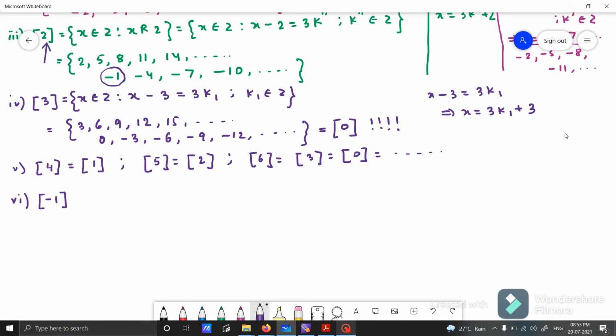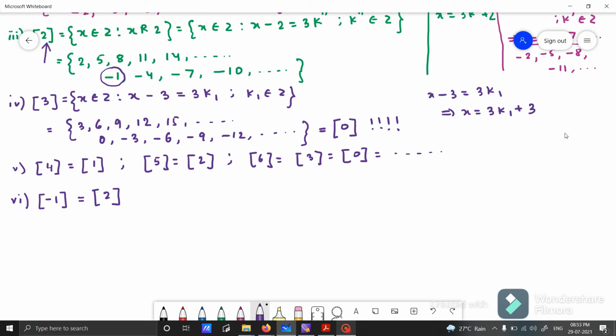Already I have told you that if an element belongs to a particular compartment or subset, then that becomes its equivalence class. Since minus 1 is an element of equivalence class 2, equivalence class 2 is also the equivalence class for minus 1. So this is my expectation, that minus 1's equivalence class should be equal to the equivalence class of 2, as I can see it belongs to this equivalence class.